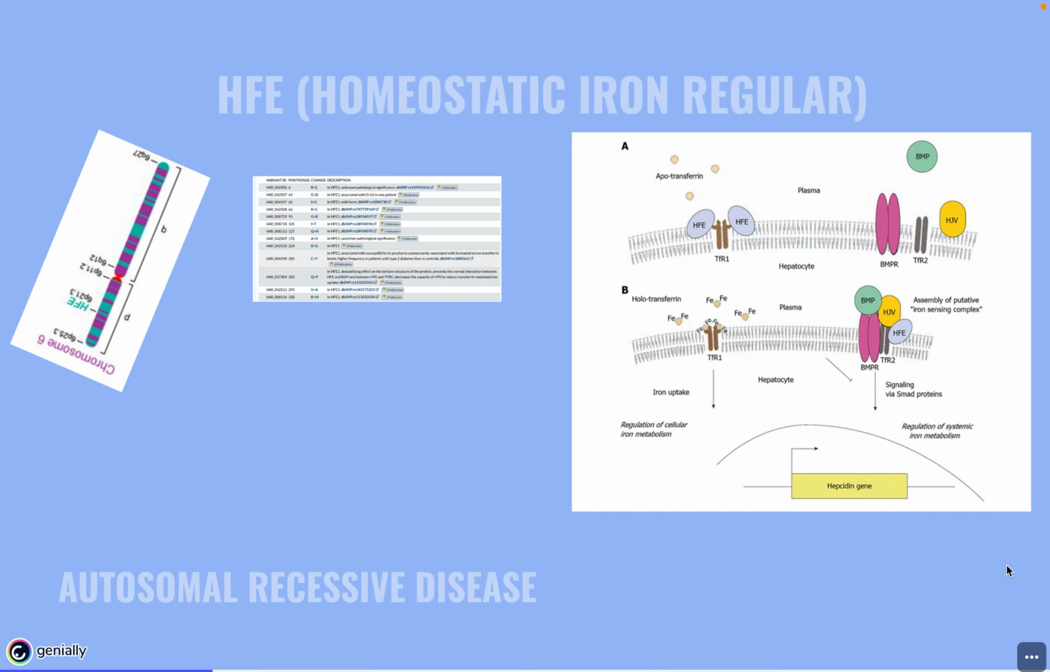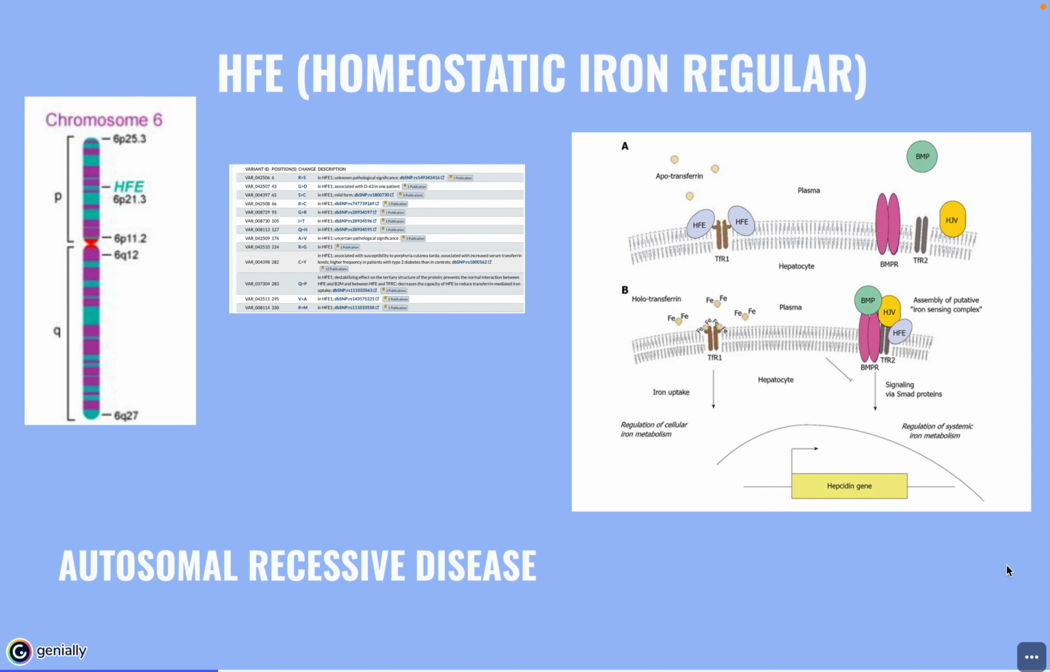Mutations in the homeostatic iron regulator, or HFE gene, on chromosome 6 are what lead to type 1 hemochromatosis. At low plasma iron concentration, HFE is bound to TFR1, therefore signaling the hepcidin to remain silent. While at high concentrations, HFE is released and signals for enhanced hepcidin production. So when it is mutated, it is unable to detect high iron levels, thereby decreasing the production of hepcidin.